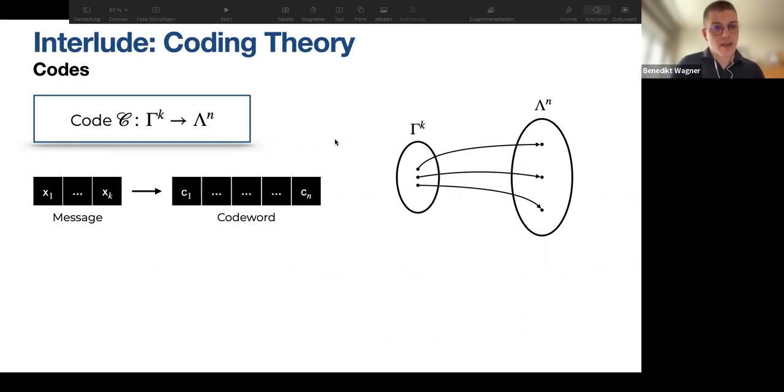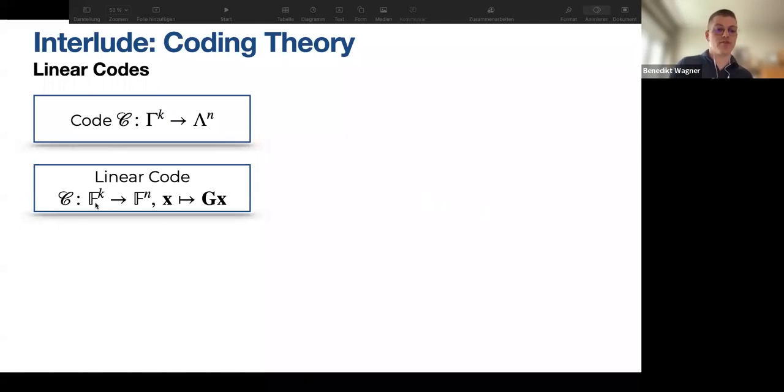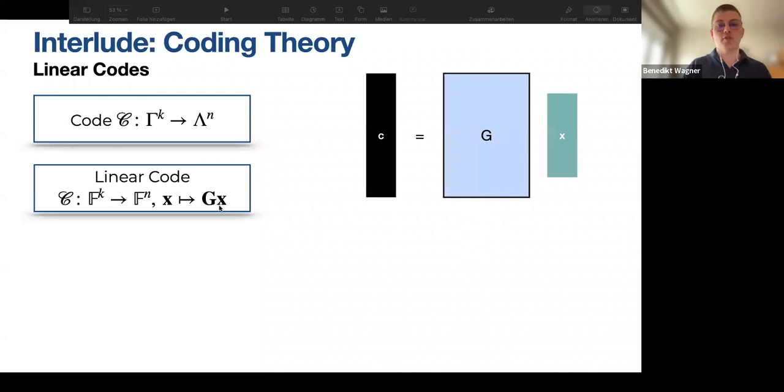I should say that I'm typically referring to the code as the mapping, but at some points I will also refer to the code as the image of the mapping, so the subset of gamma to the n. We have to be flexible a bit here. Okay, so what is an example of a code? One very important class is the class of linear codes, where your alphabet is just a finite field, and you map a vector x to its code word by applying some matrix to it. So you take your vector x, multiply it with a matrix, and you get your code word.